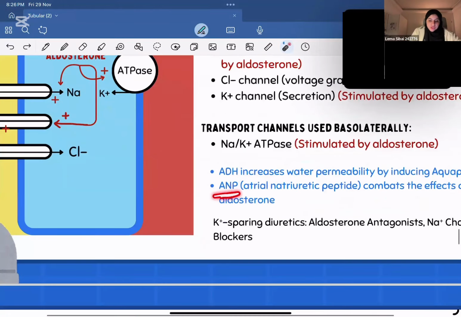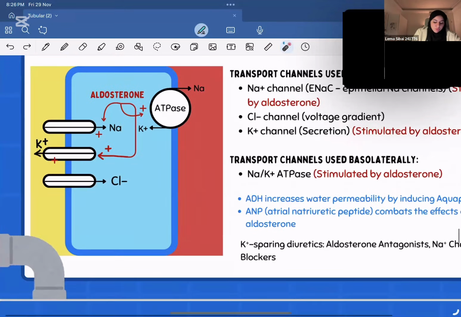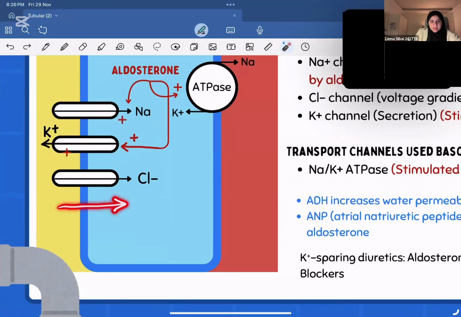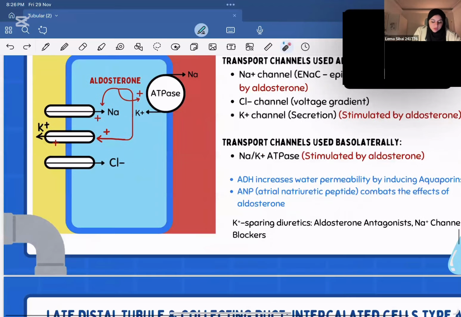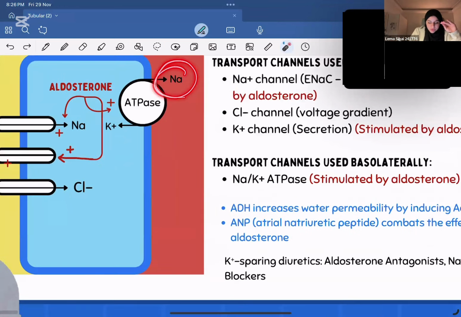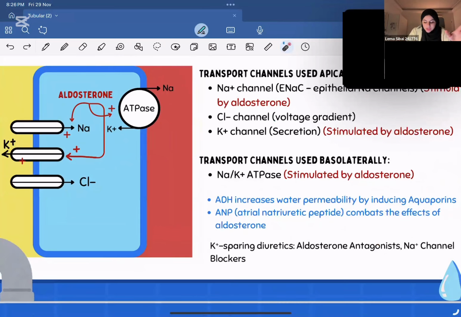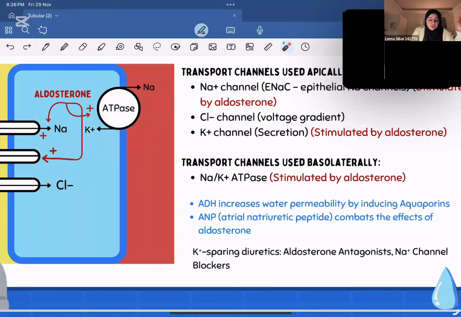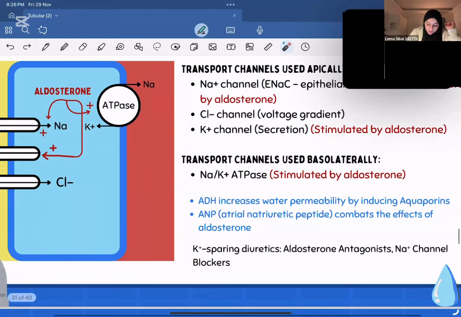Anyways, ANP is called atrial natriuretic peptide. So it goes to the cell from the apical side. It moves from the apical side into the cell. Yeah, that's basically it. Okay. And she just mentioned the ANP. What it does is it decreases sodium reabsorption. Actually, all you guys have to know is that ANP decreases sodium's reabsorption. Aldosterone increases sodium reabsorption, ANP decreases it. That's all you guys have to know, okay?